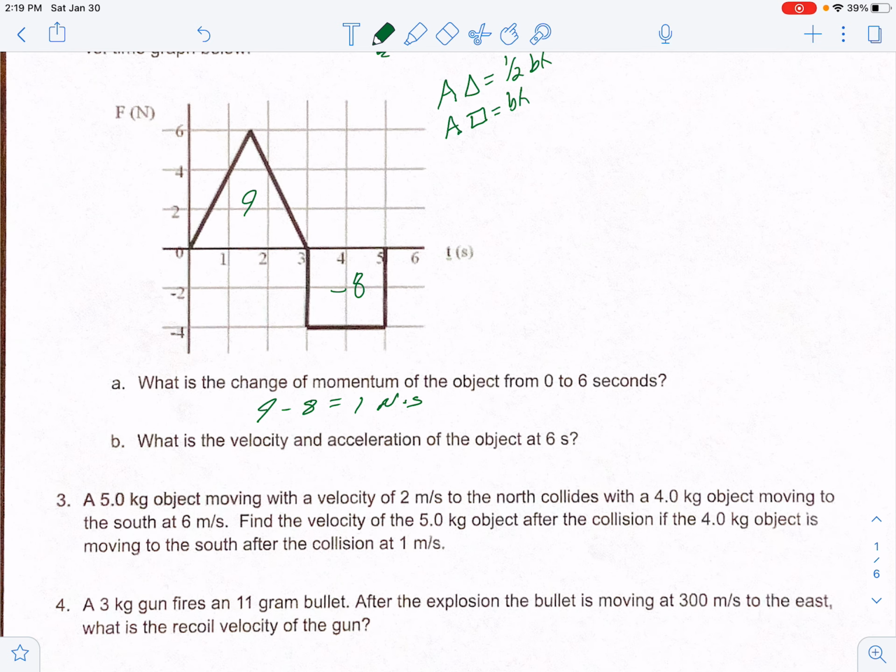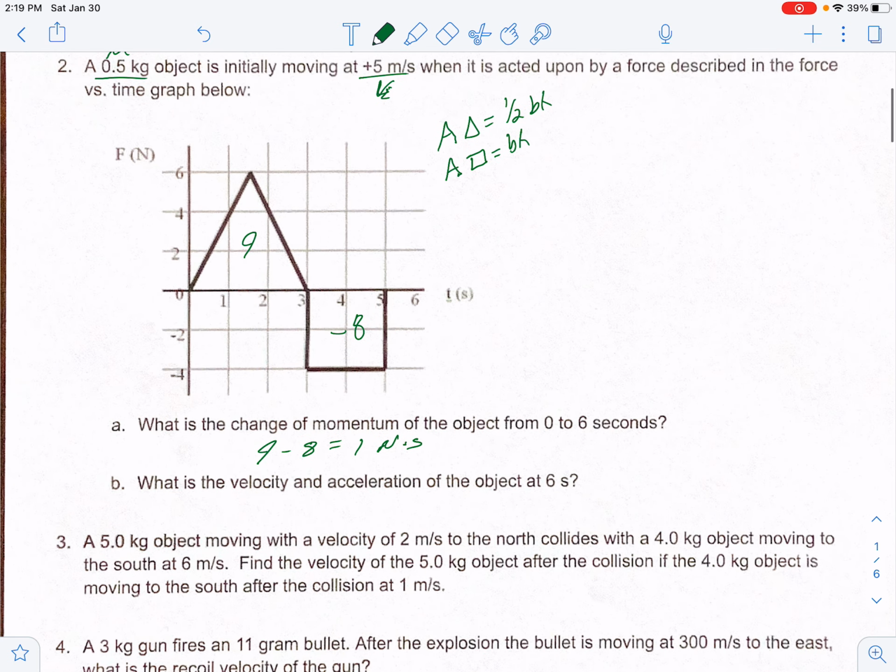What is the velocity and acceleration? Okay, so for velocity, remember we do this: p equals m times vf minus vi. From 0 to 6 seconds, my p, we already figured that out, was 1. My mass, they already told me, was 0.5. Vf, I don't know. And they told me my initial velocity was 5.